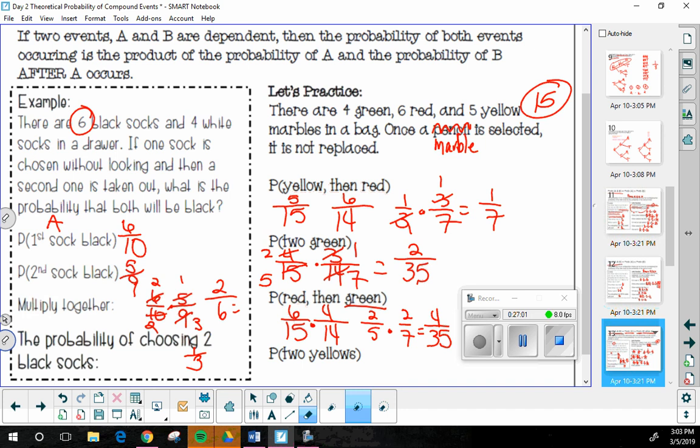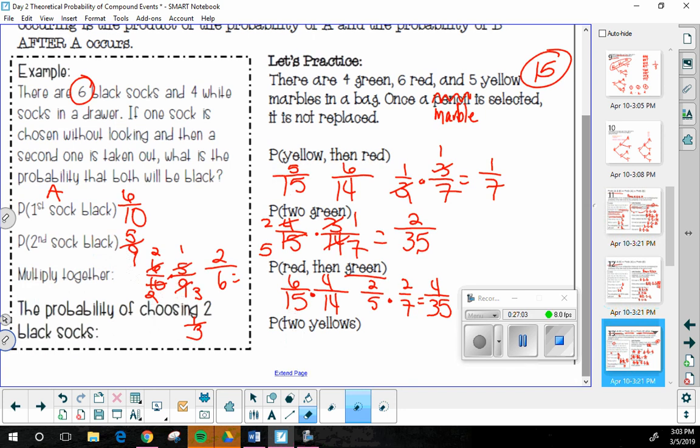And then last but not least, 2 yellows. There's 5 out of 15 yellows, correct? But if I get a yellow, how many do I have left? 4 out of how many? Yes. So we're going to, again, simplify that to 1/3 times 2/7 and get 2 out of 21.